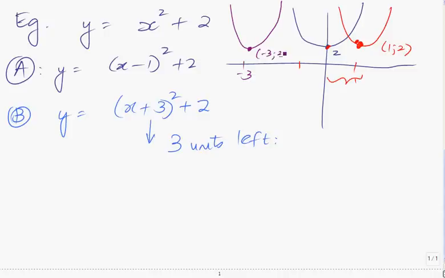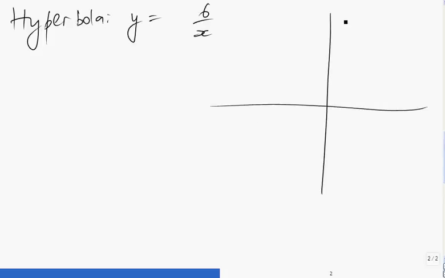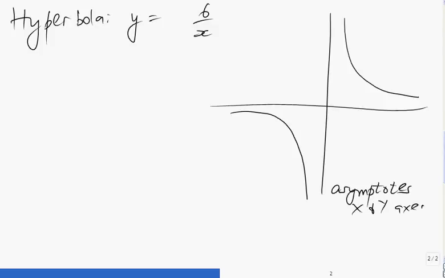Now how about the behavior in the case of the hyperbola? Well, let's take an example. If we have the function y equals 6 over x, this function has the shape of a normal hyperbola like this. It has asymptotes, which are the x and y axes, and also it has axes of symmetry, y equals plus x and y equals minus x. These are axes of symmetry.